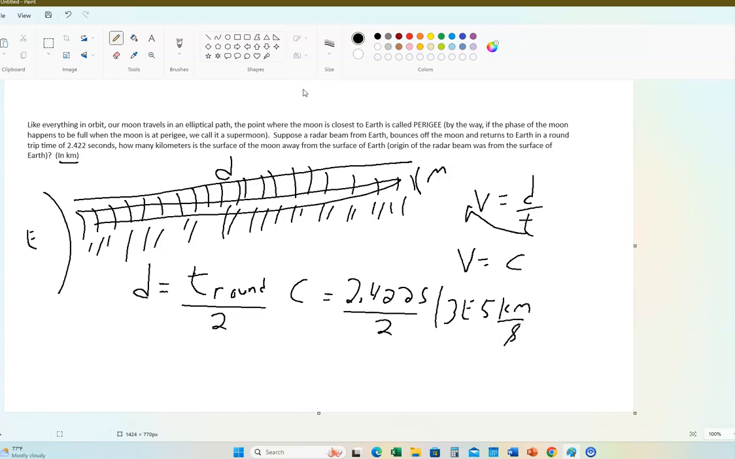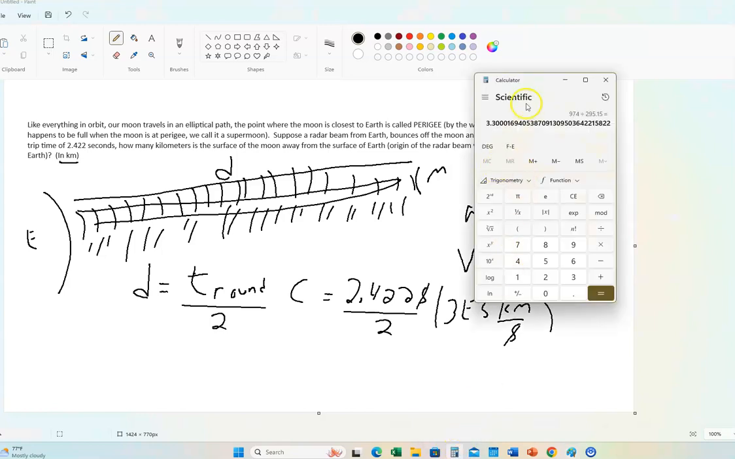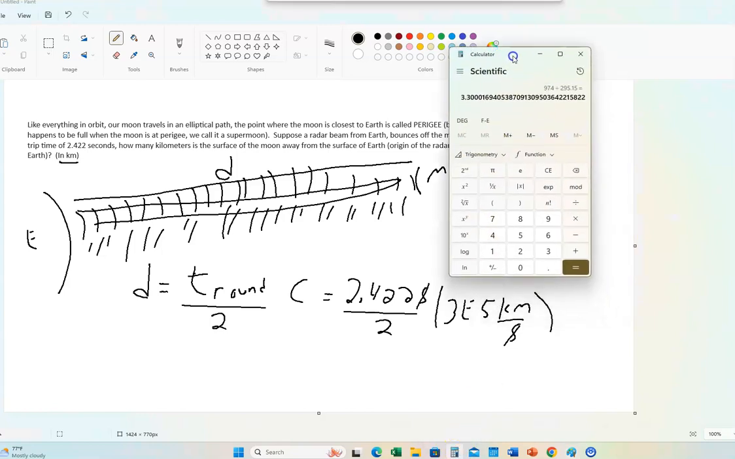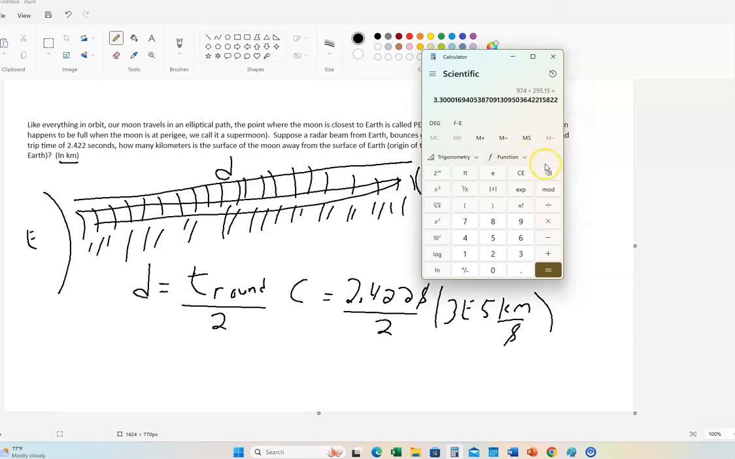And the seconds cancel, and that gives us an answer in kilometers. Okay, so at this particular point in the moon's orbit, which is known as perigee, when it's closest to the Earth, let's see how far away it is. Here I'll put the calculator right here. Let's clear that.